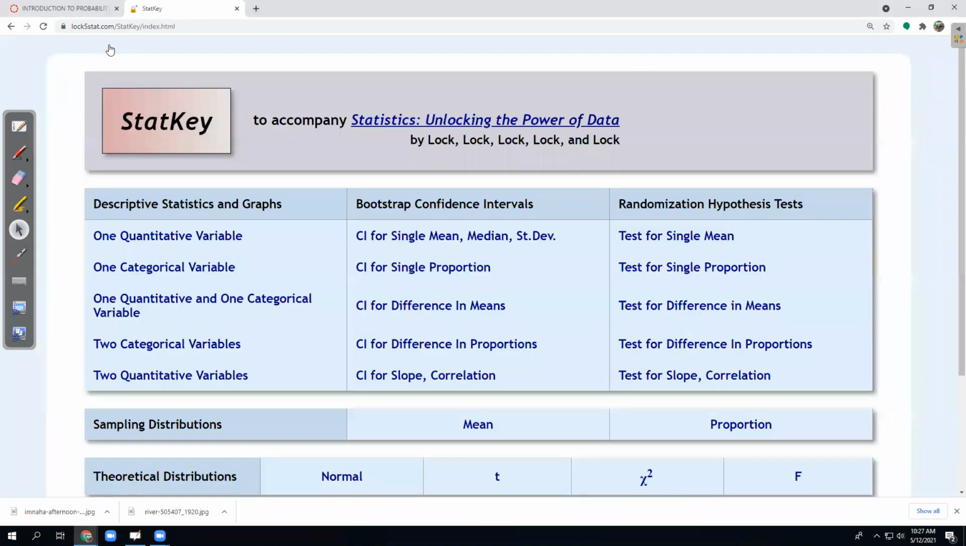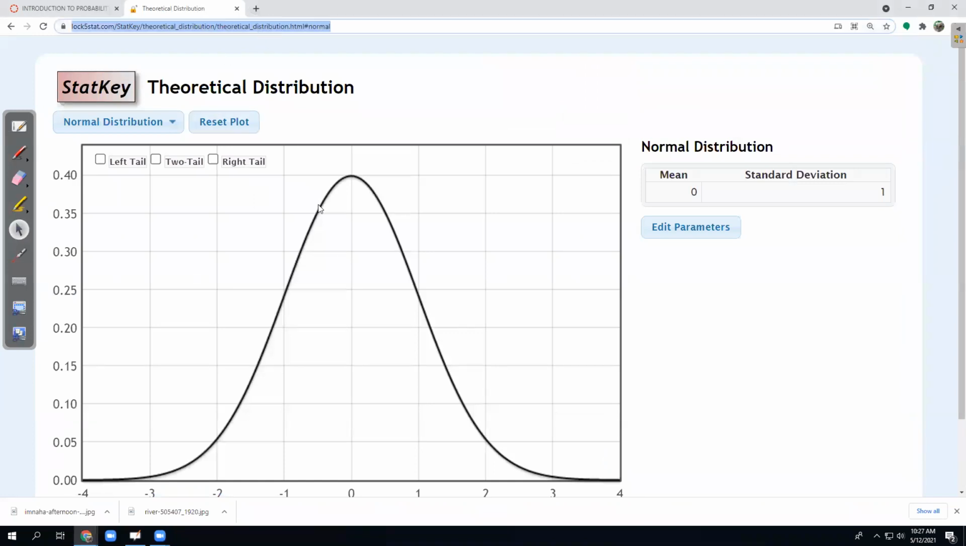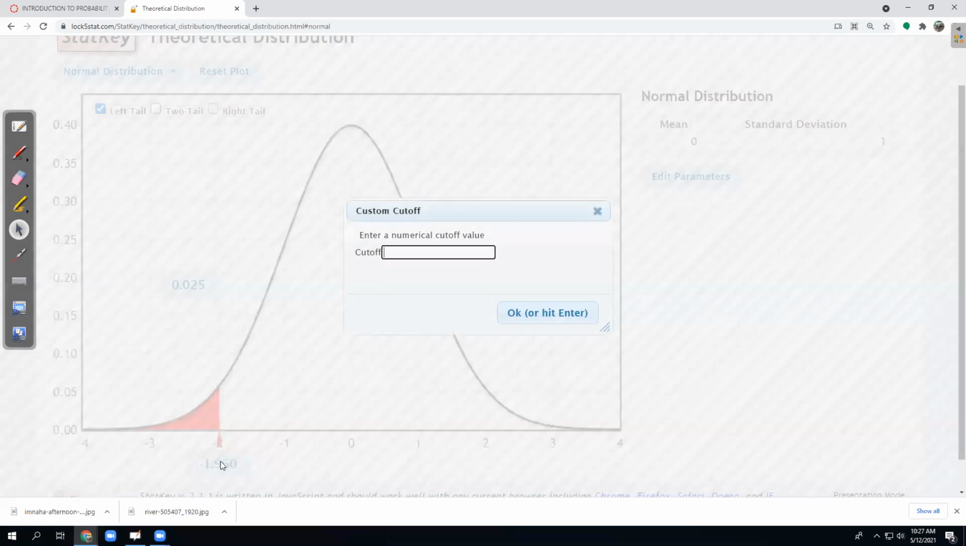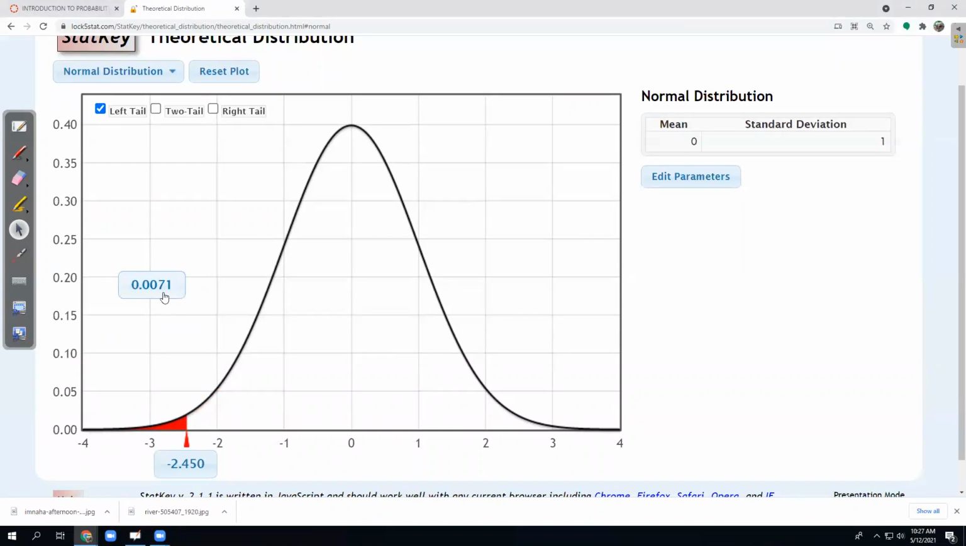From the StatKey homepage, we want to head over to theoretical normal, the normal calculator. So here I am, and at first it's set to 0 and 1, which means I've got z-scores on the bottom. A mean of 0 and a standard deviation of 1 is a distribution for z-scores. Then I want to say left tail and plug in my z-score at the bottom, negative 2.45, and StatKey says, oh yeah, that's way less than 2%.